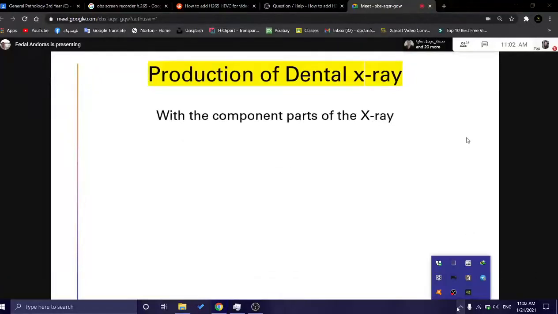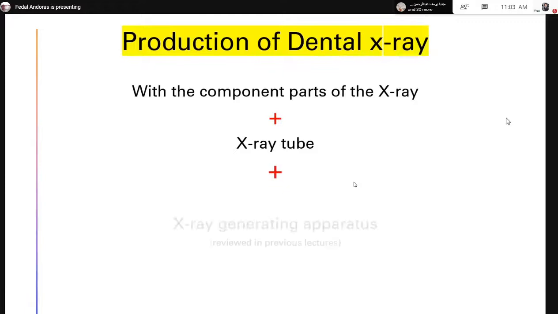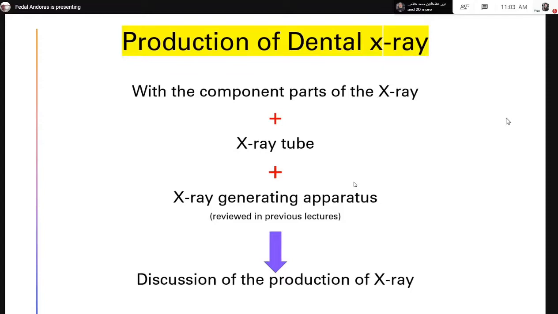As I said, with the components part of the X-ray. We talked about that last lecture, plus the X-ray tube and all its components, and the X-ray generating apparatus, again reviewed in the previous lecture, starting with the circuit, with the start button, with the transformers, with the tube head, and all things relating to the X-ray machine. All these, now we will discuss the production of X-ray.